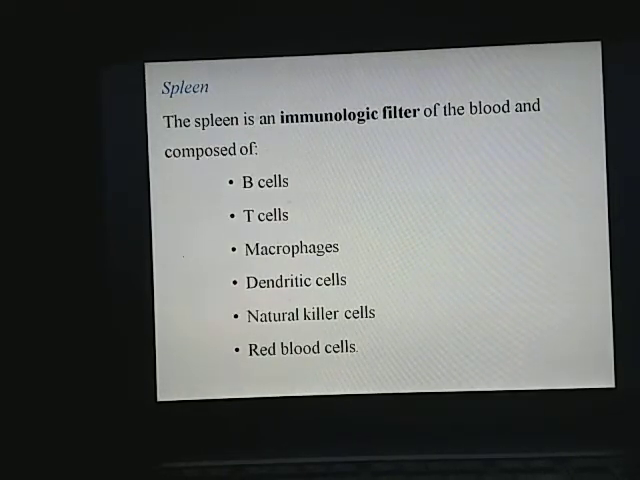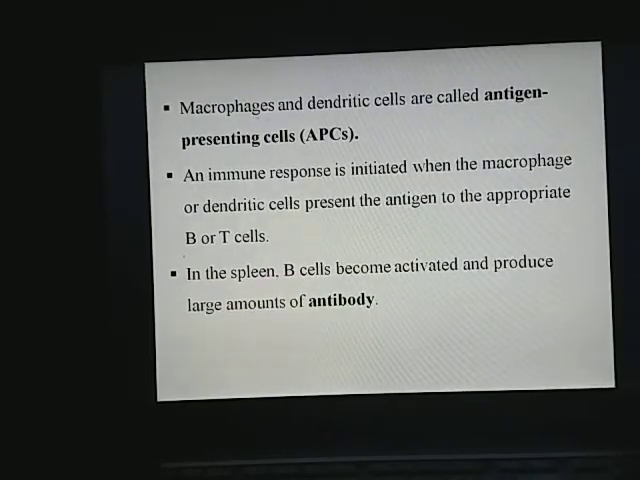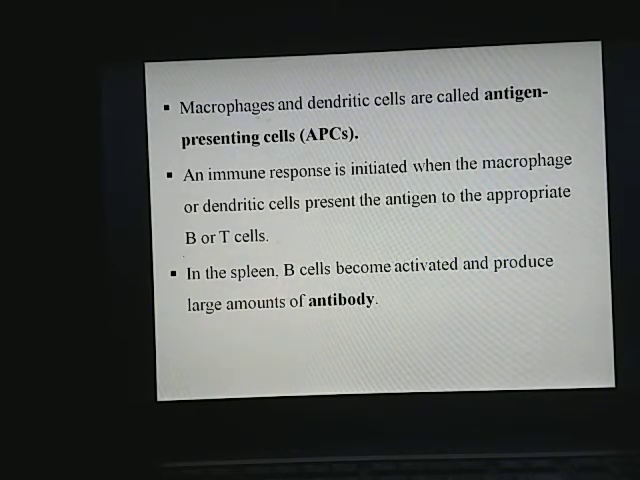Spleen. The spleen is an immunologic filter of the blood, and it is composed of B cells, T cells, macrophages, dendritic cells, natural killer cells, and red blood cells. Macrophages and dendritic cells are called antigen presenting cells or APCs. An immune response is initiated when macrophages or dendritic cells present the antigen to the appropriate B or T cells. In the spleen, B cells become activated and produce large amounts of antibodies.